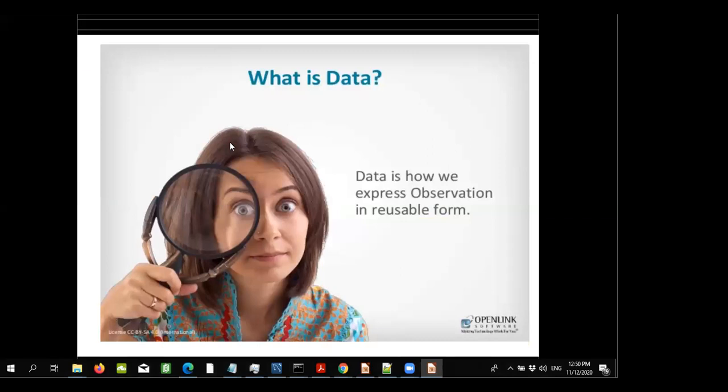We'll break it down. Let's start with what is data. This is the simplest definition, and everybody needs to know it. Data is how we express observation in reusable form. Observation is being able to perceive things with your senses, five of them. That's data. So data is not only numbers or strings; data is anything that you can describe. It's not just statistics, it's not just numbers, it's also words, it's also symbols. So data is anything I can observe. This is the fundamental of science, observation.